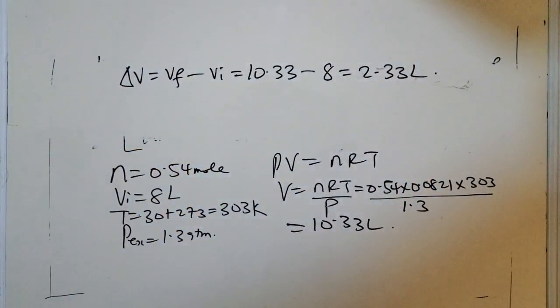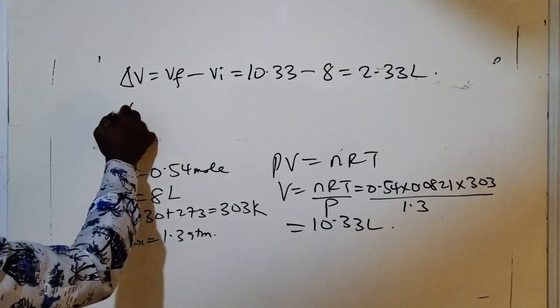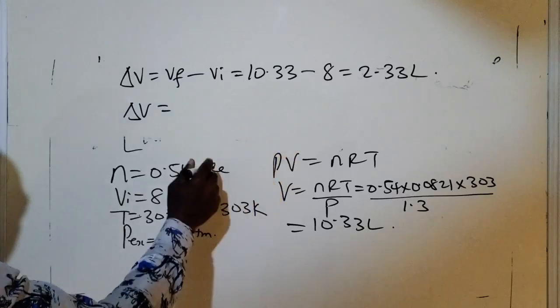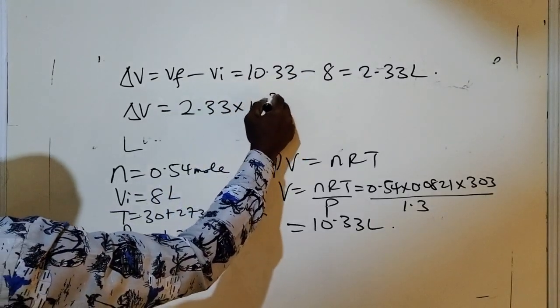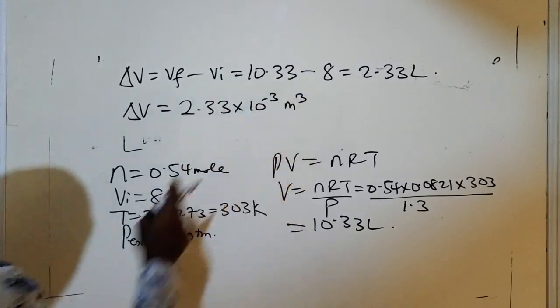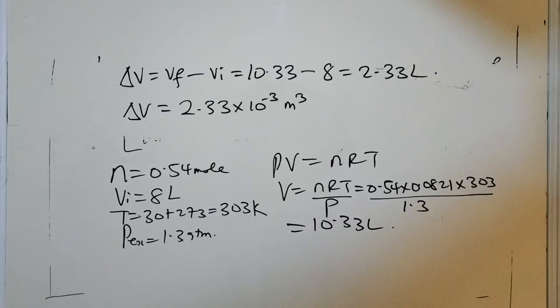Now, we want to work in SI units because the work we are looking for should be in joules. So the standard unit of volume is a meter cube. So convert to meter cube by dividing by 1000 or multiplying by 10 to the power minus 3. So that is in meter cube.